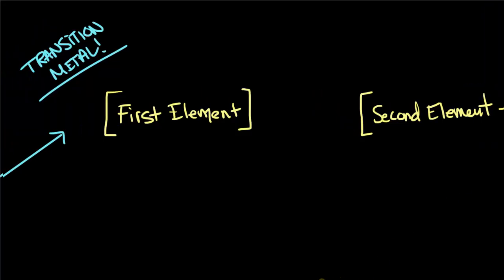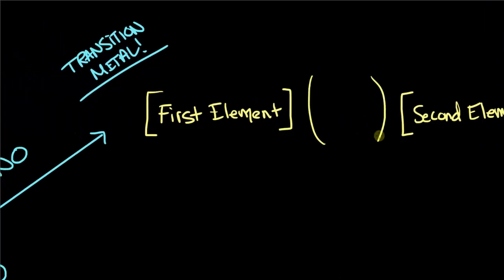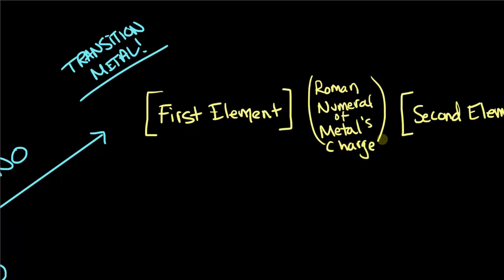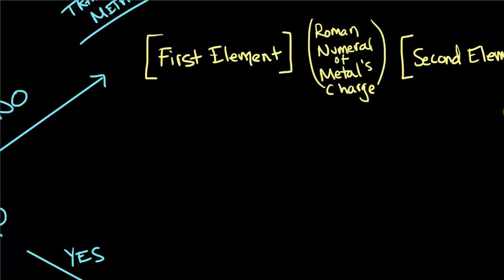But in between, in parentheses, you'll add the Roman numeral for the charge of the metal. So I'll say the Roman numeral of the metal's charge. And I think if we do a couple examples, that'll become a bit more clear. So let's write down a couple examples right here to clarify things.